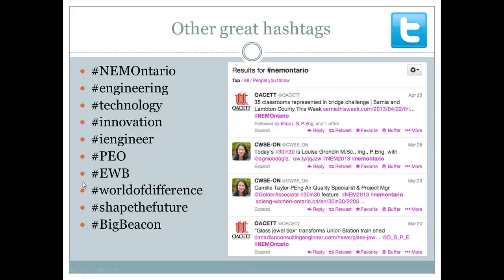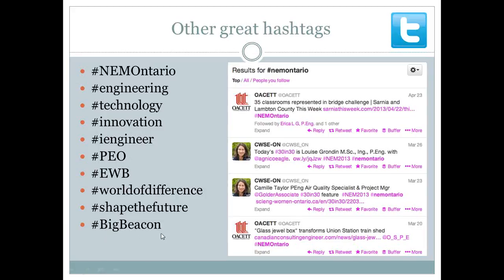PEO, hashtag EWV, these are good places to look as well. These hashtags, I'd be lying if I said they were well established. There's probably only a couple of things on each one of them, but I think World of Difference is a great one given our theme of the campaign, and Shape the Future. So anytime you come to something that you think fits that bill, throw that hashtag in the tweet, and it'll be up there to share with everybody.